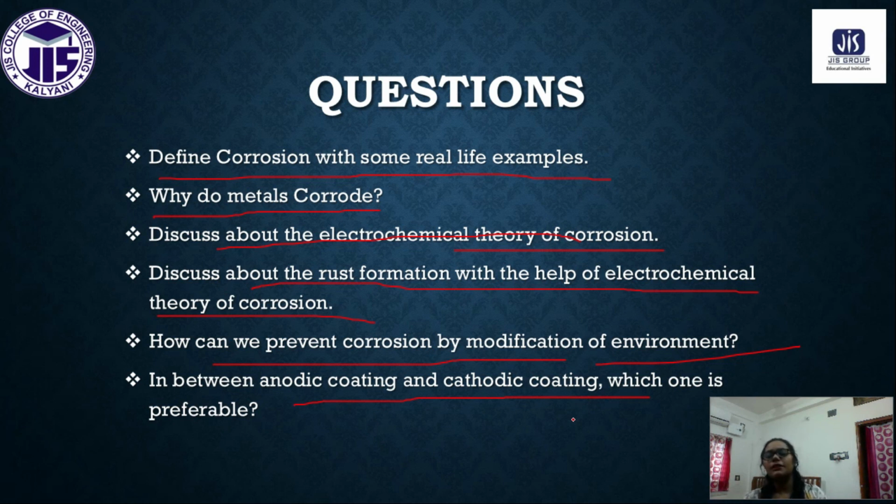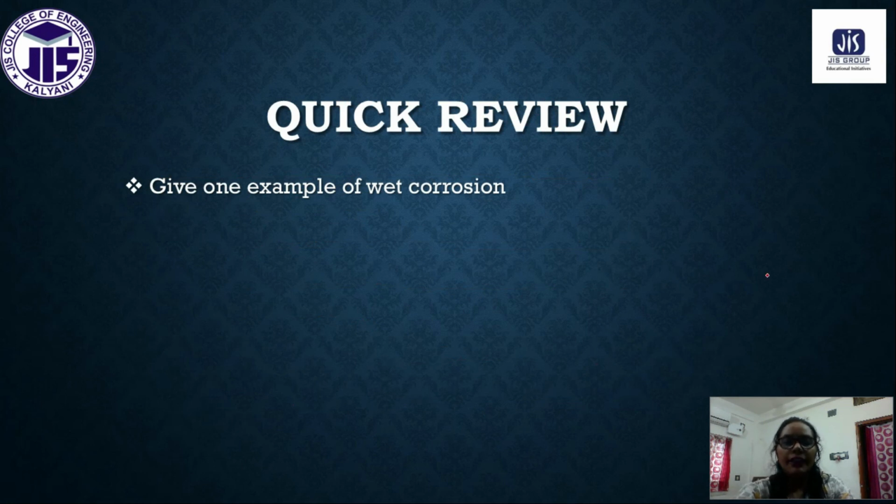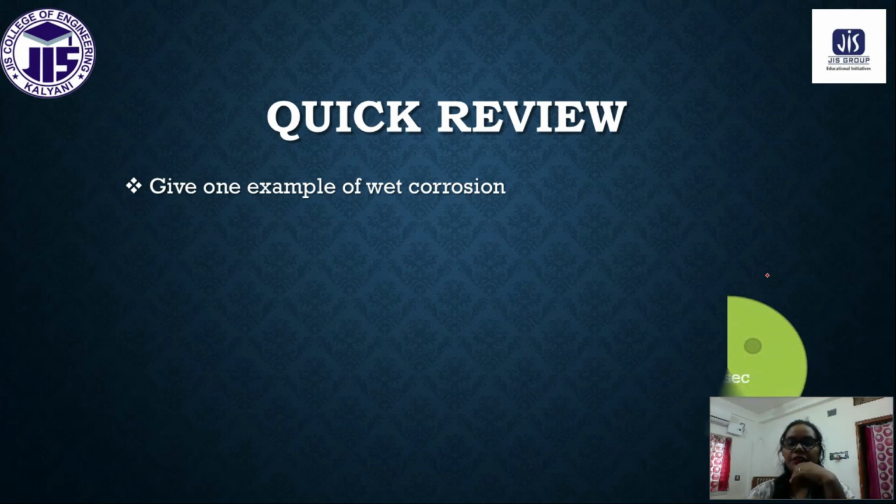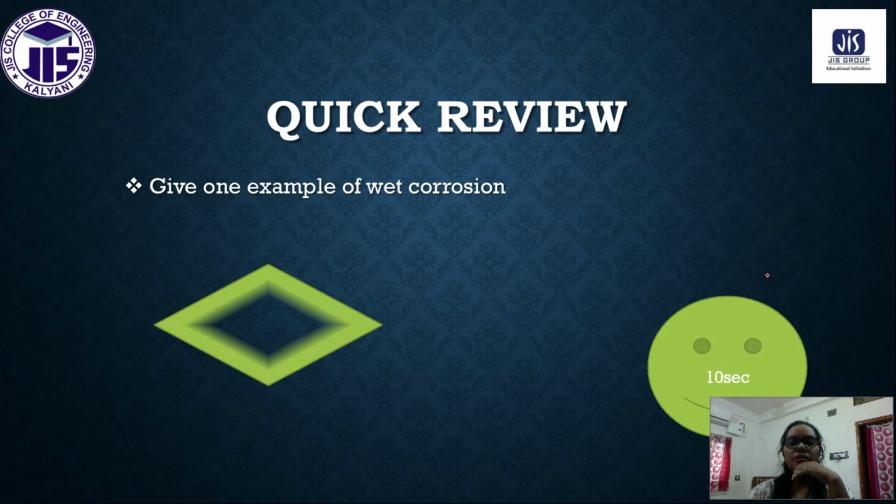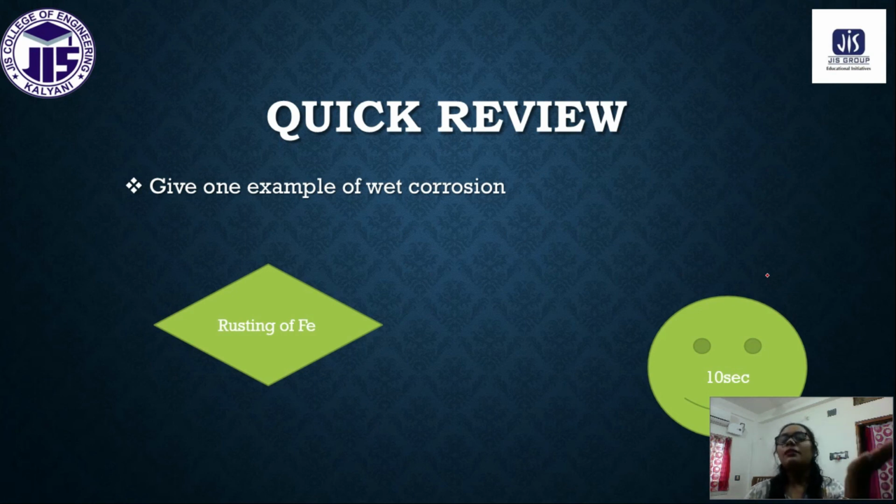So these are some of the types of questions you can frequently have in your exam. Students, this is a quick review. Give one example of wet corrosion. You have 10 seconds, your time starts now. Your time is over, and you are absolutely right. Rusting of iron is the perfect example of wet corrosion, because it happens in the presence of moisture and oxygen.